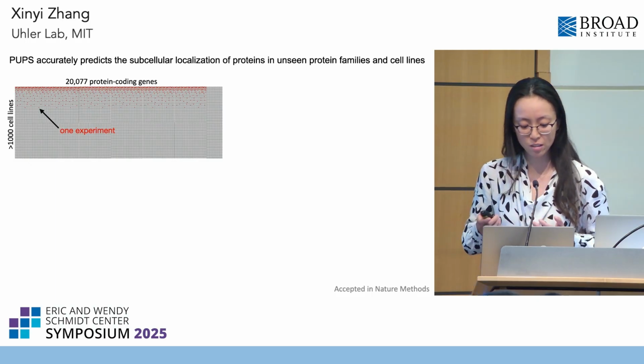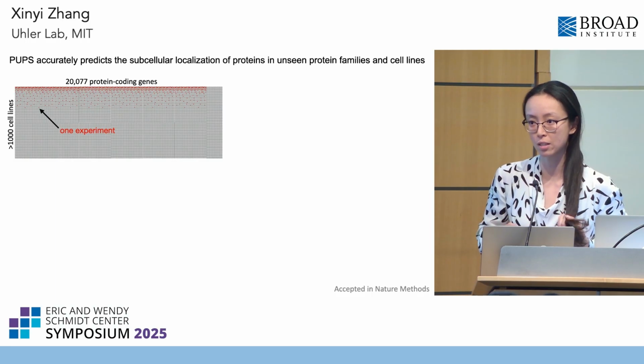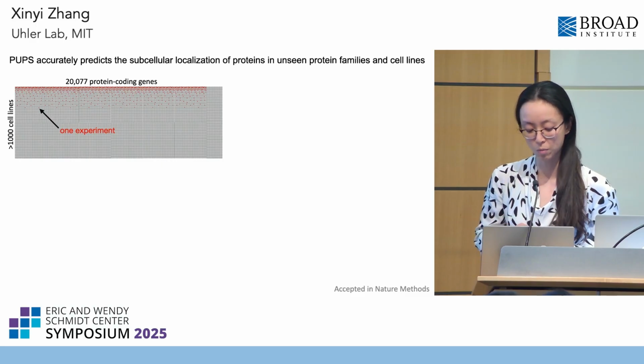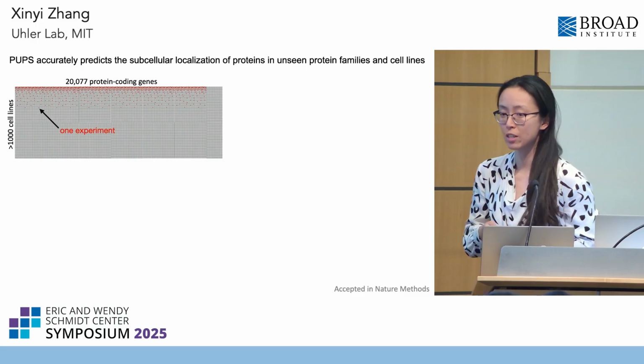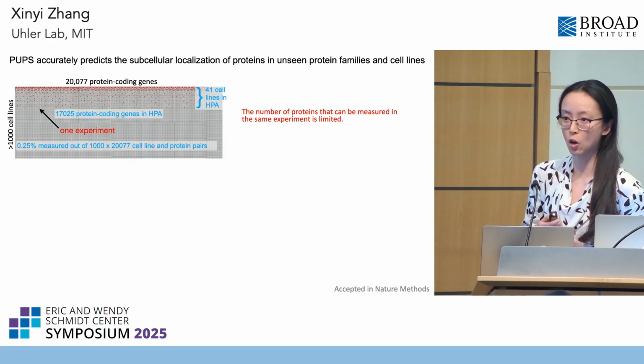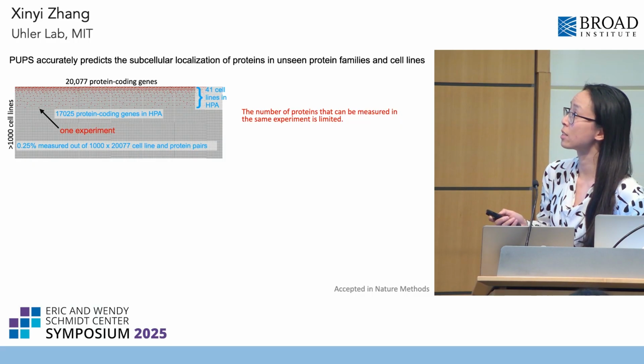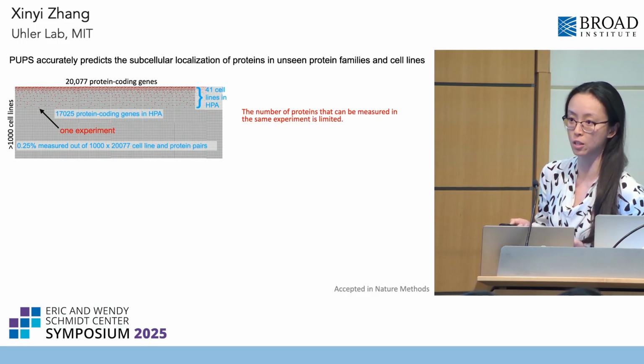So people have actually done that to create one of the largest existing databases for protein localization, namely the Human Protein Atlas. And even after many years of efforts and resources, our understanding of protein localization is still incomplete. We only have 41 different cell lines measured in the HPA, and we only have 17,000 proteins measured in the HPA.